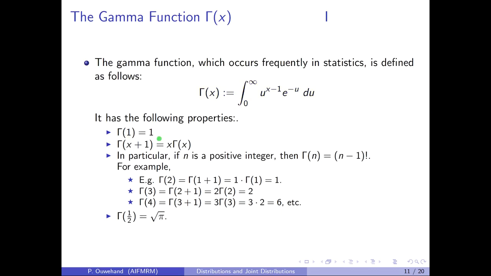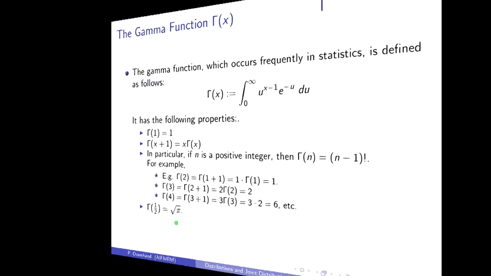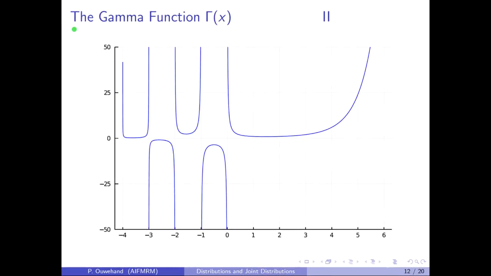It has the following basic properties, which we leave as an exercise. Gamma of 1 is equal to 1 and gamma of x plus 1 is equal to x times gamma x. This is easy to prove using simple techniques of integration, but as a result, it follows that if n is a positive integer, then gamma n is equal to n minus 1 factorial. It's also the case that gamma of a half is equal to the square root of pi. Here is the graph of the gamma function. As you can see, it's undefined and has asymptotes at every integer less than or equal to 0.